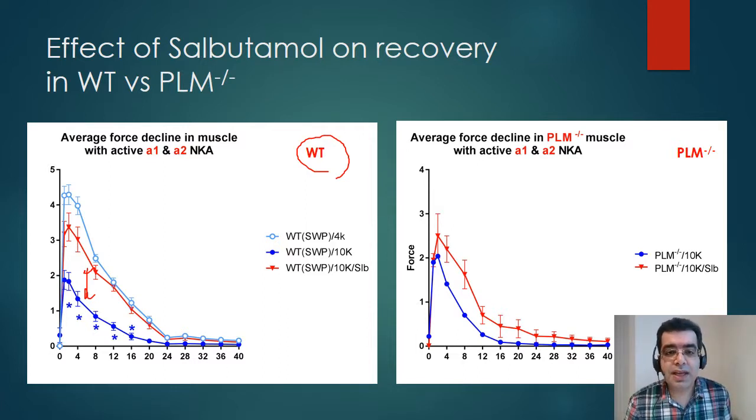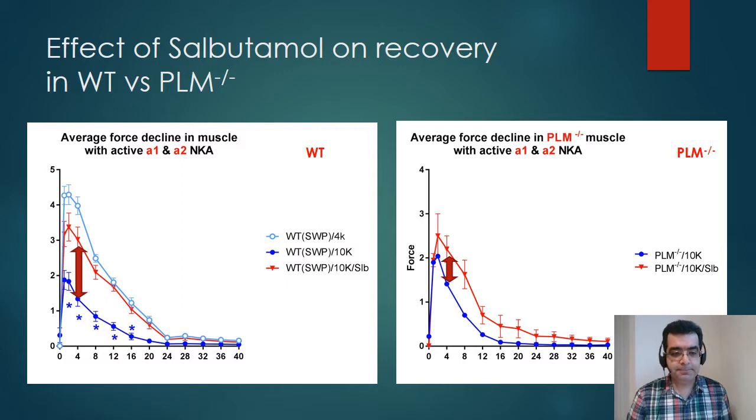In this right figure, we have the same protocol applied on phospholemman knockout mouse. Again, blue is stressed muscle and red is recovery due to the salbutamol. And as you can see, the recovery effect of salbutamol is reduced in the phospholemman knockout mouse. Again, the difference between red and blue.